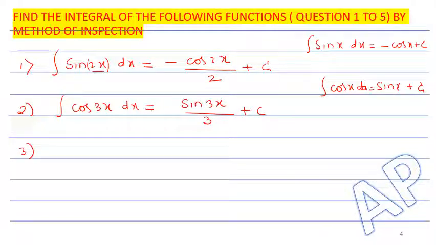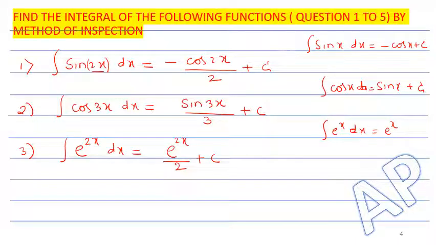So let us consider question 3, that is integral e to the power of 2x dx, which is equal to e to the power of 2x divided by 2 plus c. ಯಾಕೆಂತಂದ್ರೆ integral e to the power of x is e to the power of x only. So it's a special function. Derivative of e to the power of x is e to the power of x, and integral e to the power of x is also e to the power of x. ಇಲ್ಲಿ e to the power of 2x ಇದೆ, ಅದರಿಂದ e to the power of 2x divided by 2, that is coefficient of x, plus constant of integration.